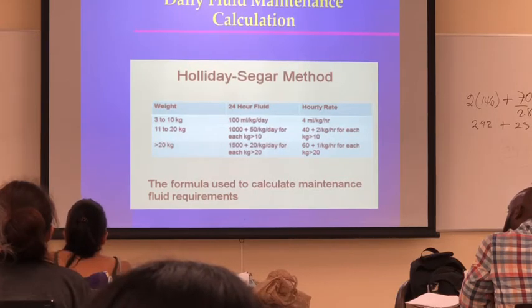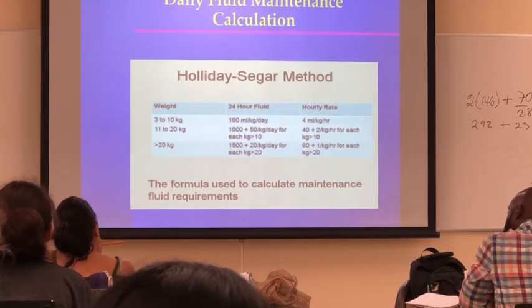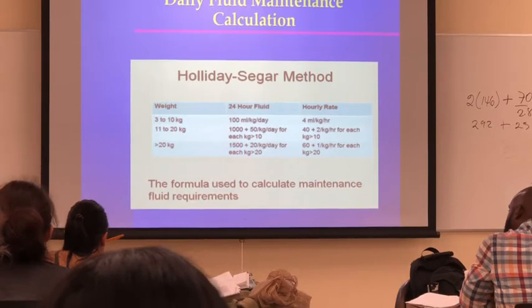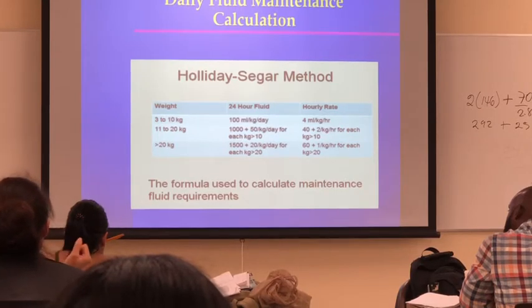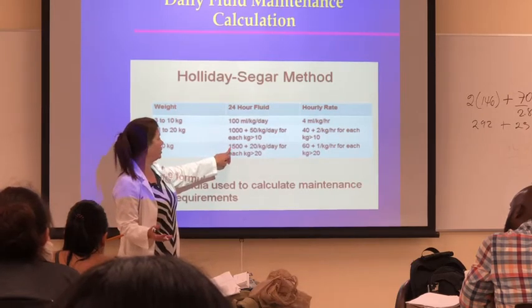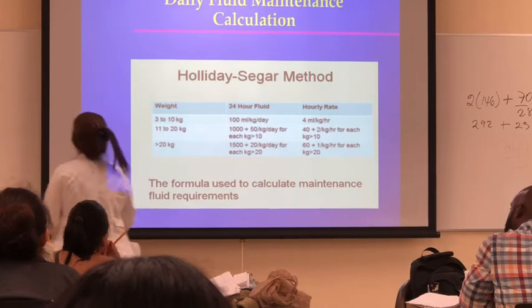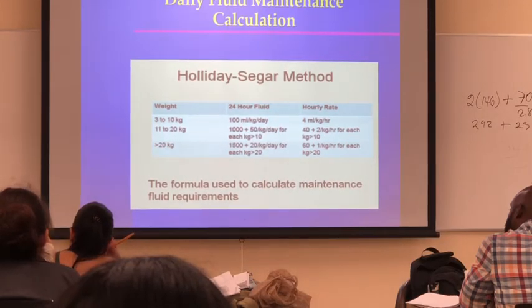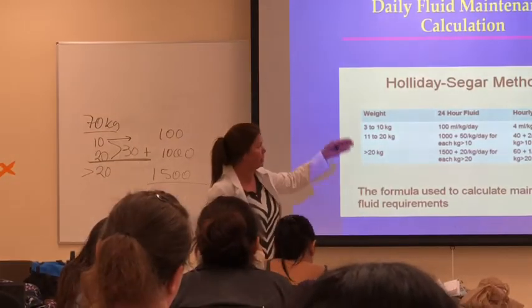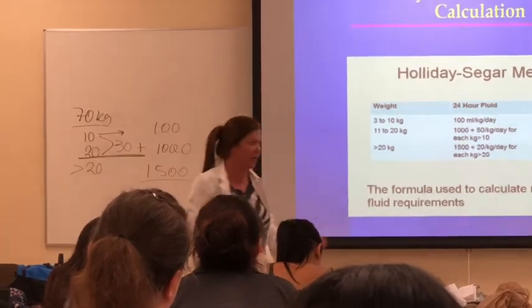So in the first 10 kilograms, I need 1,000. In the second 10, I need 500. And for more than 20 kilograms, up to what we calculated at the beginning, input and output, which is 1,500. Then you divide that by 24 hours, and that gives you the hourly rate.